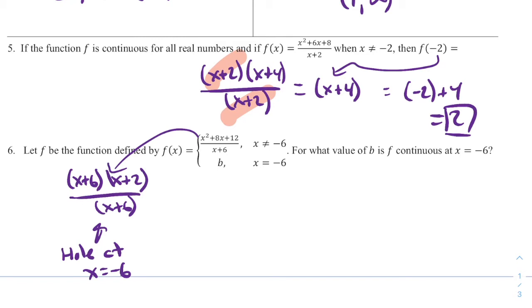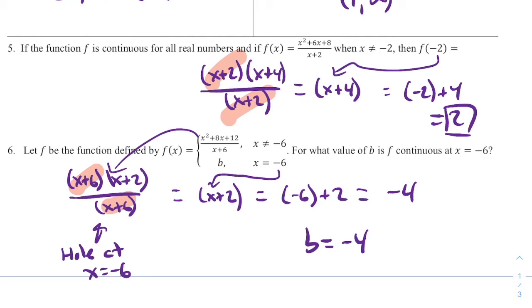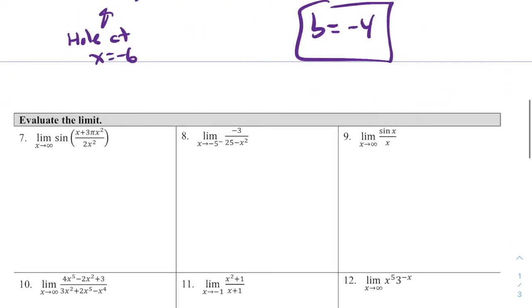Well, we know that the x plus 6's would cancel. And so this is going to be equal to just x plus 2. And for the x value at negative 6, we can plug that in, and we can say that this is negative 6 plus 2, which is negative 4. So our b has to equal negative 4 if this thing was going to be a continuous function. Again, our original top part of this piecewise function had a removable discontinuity. If b is negative 4, it's going to fill in that removable discontinuity. There will be no hole when we take a look at this whole graph of this piecewise function together.